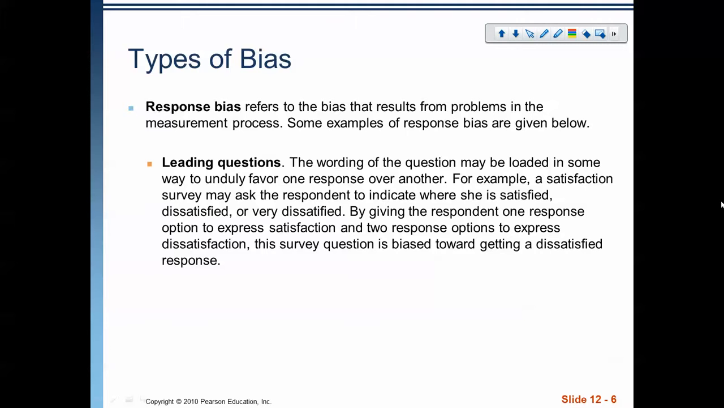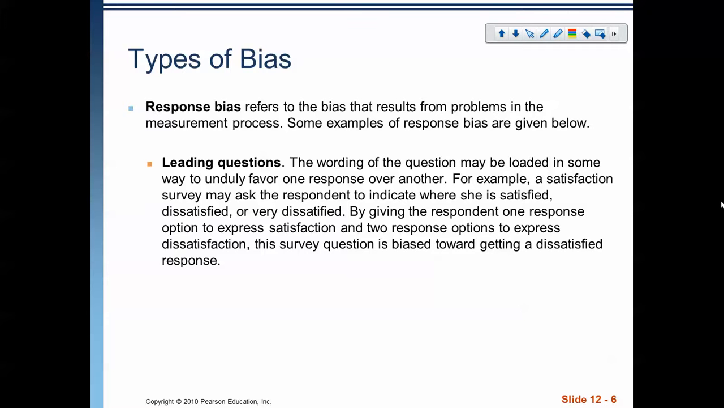Examples of response bias. A leading question, right? A leading question is a type of response bias. What a leading question does is the wording of the question may be loaded in some way to unduly favor one response over another.